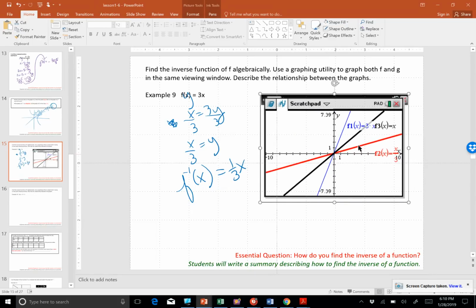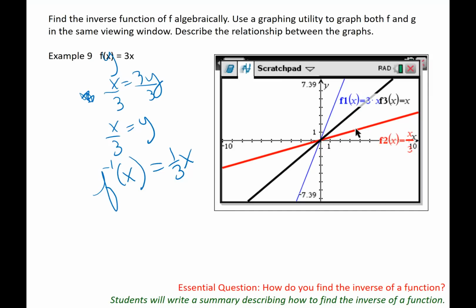So go ahead, pause the video, and sketch that into your notes, and that's kind of your proof. We know that the relationship between these graphs is that they're a reflection. So we would say that it's a reflection in the line y equals x.